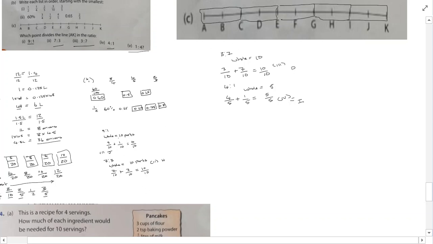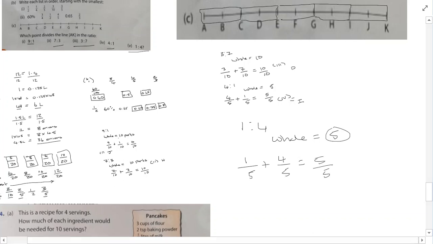So again, 1:4. So the whole is equal to 5 parts. So we split it up into 5 parts, and we want to put it in the ratio of, so we have 1/4 plus 4. Sorry, that should be 1/5. So 1/5 plus 4/5 is equal to 5/5.